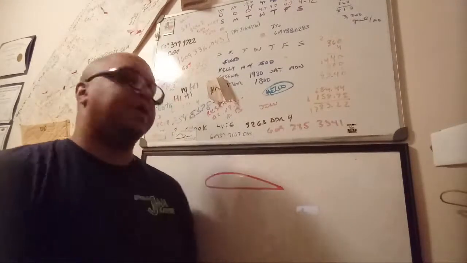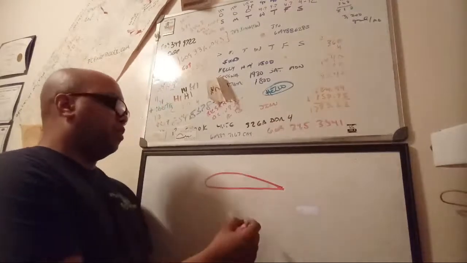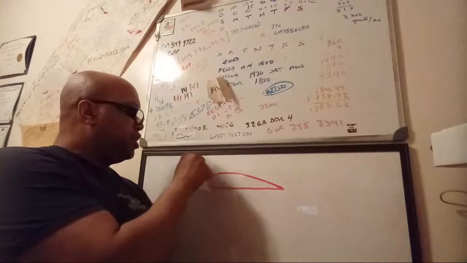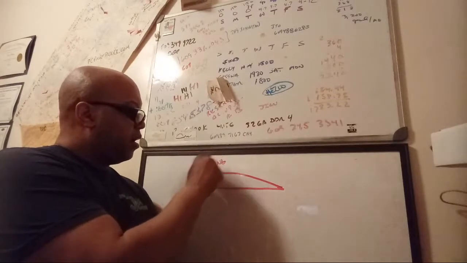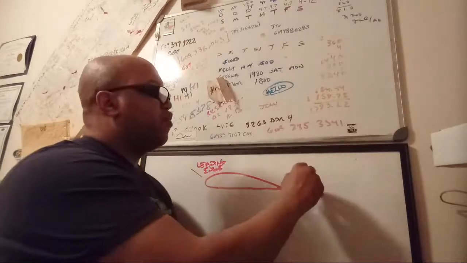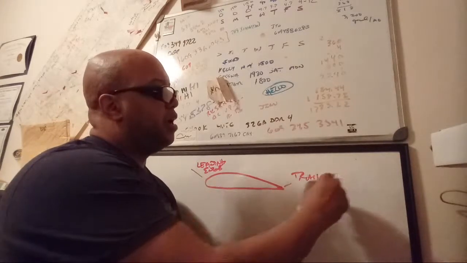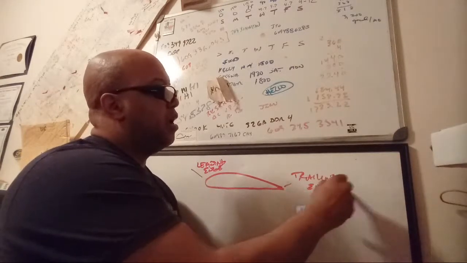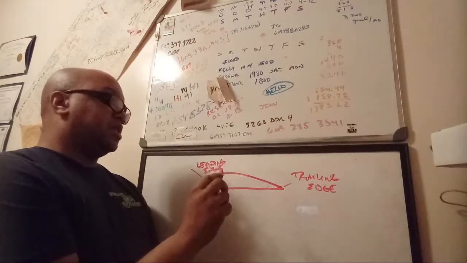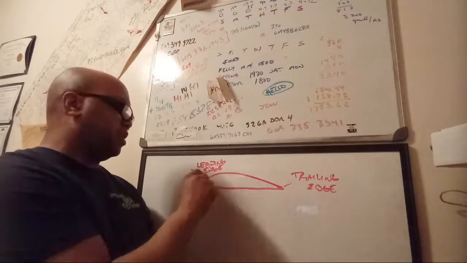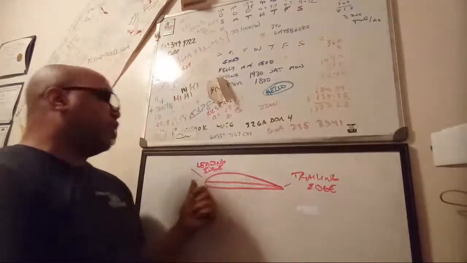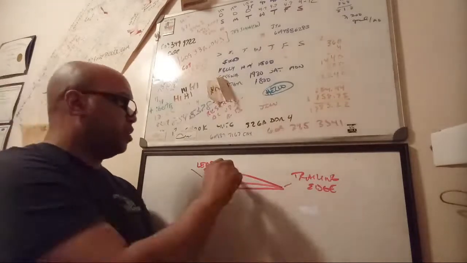All right. So that is an airfoil, but we have airfoil terminology. We have a leading edge, and we have a trailing edge. And then over the airfoil is where lift is produced, right? We have a chord line, which is an imaginary line from the leading edge to the trailing edge.